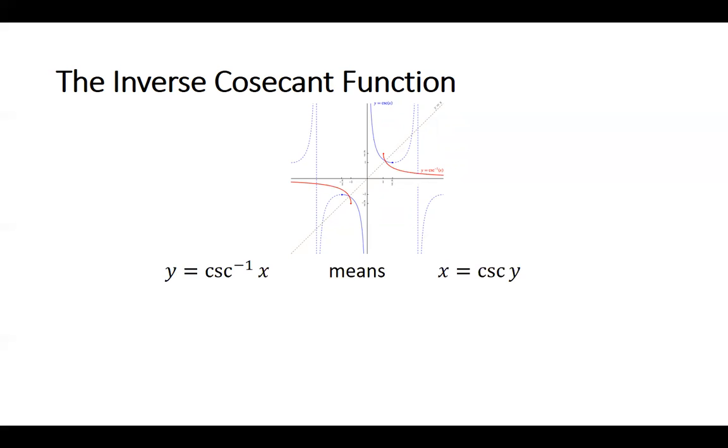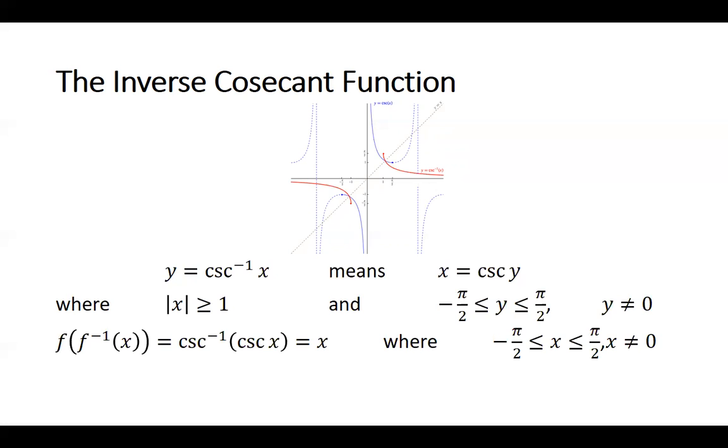And please just remember, I want to put another reminder in this video that the cosecant to the negative 1 of x is not the reciprocal of the cosecant of x. It's the inverse function of the cosecant of x. So basically you're starting with a trigonometric ratio and you're going to get an angle back. The absolute value of x is greater than or equal to 1, and y is between negative pi over 2 and positive pi over 2, but not equal to 0 because that's an asymptote.